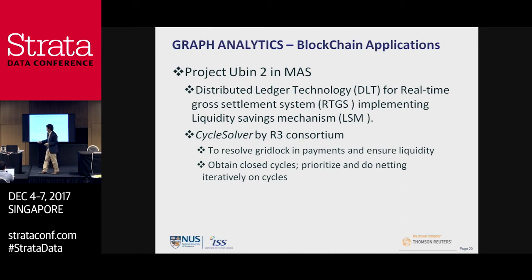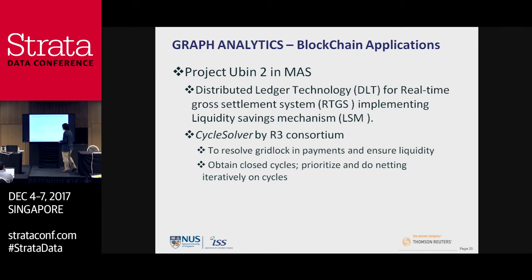So, this DLT, the blockchain, is being used for a real-time gross settlement system. See, and essentially, the blockchain is being used to effect a liquidity savings mechanism. Now, I will describe more about this in the next few slides. Okay, the one that I was mentioning is more on the R3 Consortium, which my institution has a bit of a forthcoming partnership with or something.